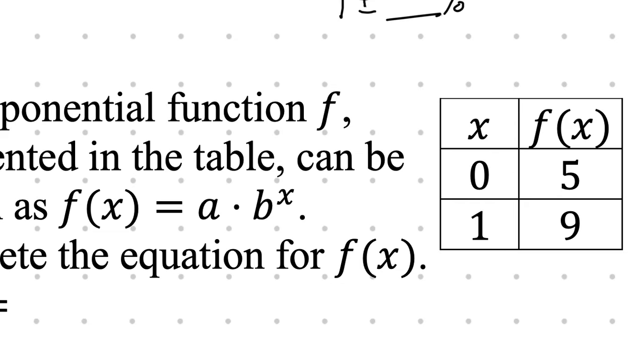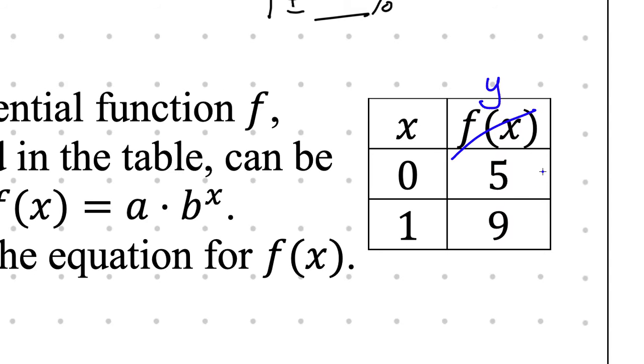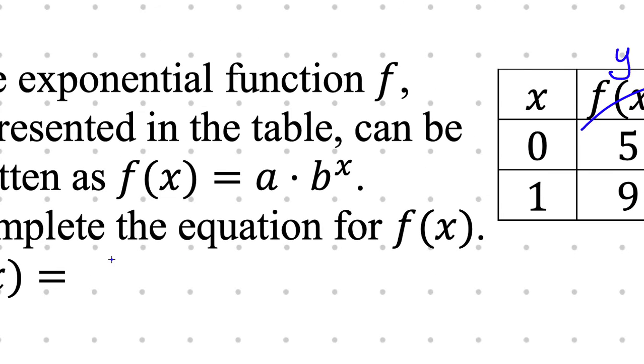Well, the f of x is also equal to y, correct? Yes, so I can think of this as just y. So when x is 0, you can say that a is 5. When x is 0, y is 5. Yeah, let's go ahead and label it. This 5 right here is a. That is our initial amount. So we're going to come down here and write 5.